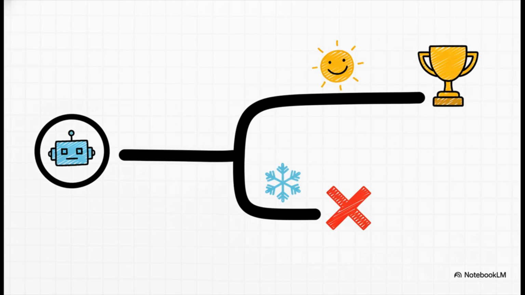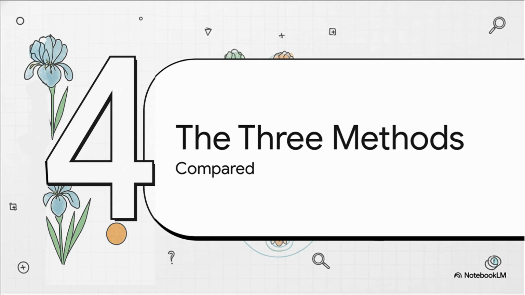This is so much like that hot and cold game we all played as kids, right? The machine takes a step, the environment says, ooh, you're getting warmer. That's a reward. Or maybe it says, nope, getting colder. That's a penalty. And just through that constant cycle of trial, error, and feedback, it eventually learns the best path to the goal.